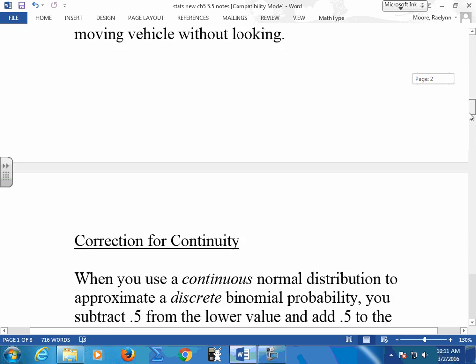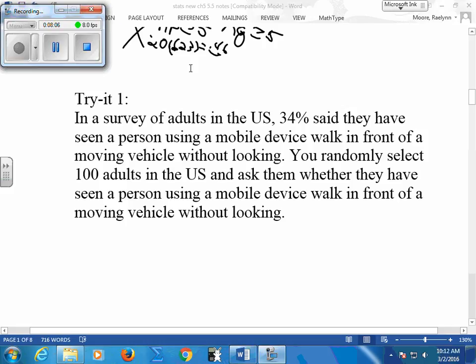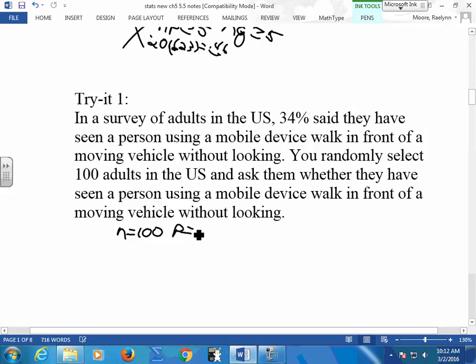Okay. So you tell me if this approximates a normal curve. You read this, and you tell me if it approximates. Okay, your n is 100. What's your p? What's your q? So n times p, is this greater than or equal to 5?